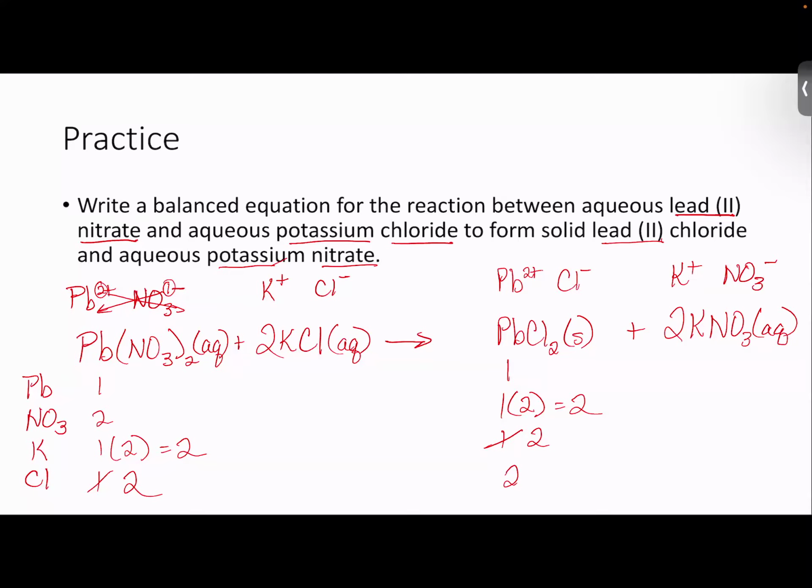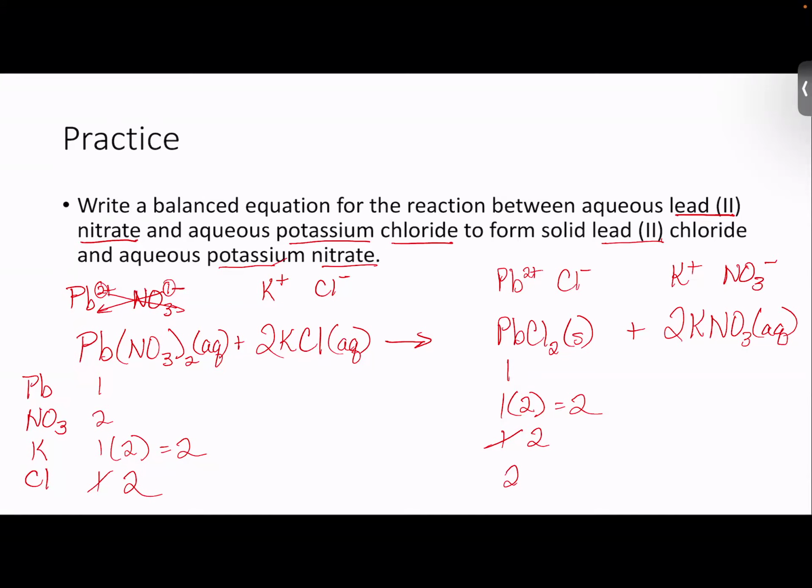To balance it, the first thing I did is I made my list. Then I see, oh, nitrate. I had 2 on the reactant side and only 1 on the product. So I multiplied the product side by 2. When I multiplied the product side by 2, I got 2 nitrate units, but I also got 2 potassiums. So my potassium was no longer balanced.